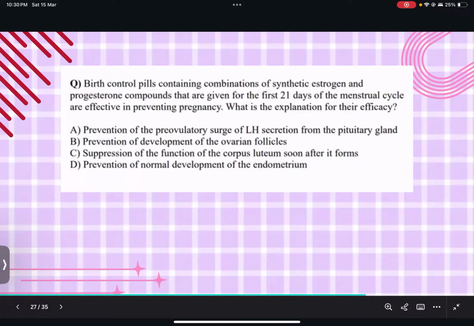All right, so the first one here is that the birth control pills containing combinations of synthetic estrogen and progesterone compounds that are given for the first 21 days of the menstrual cycle are effective in preventing pregnancy. What is the explanation for their efficacy? So, why do they prevent pregnancy? What is it?